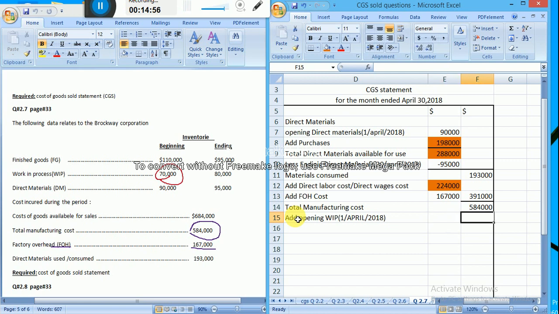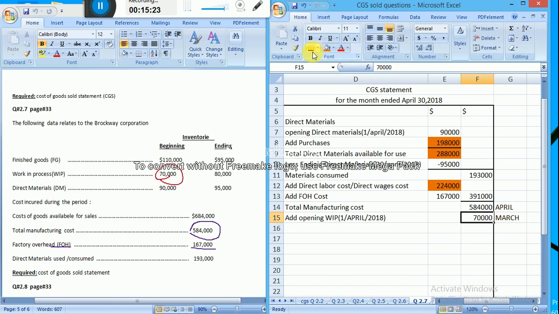So 70,000 work in process of the month of March and the 5,84,000 work in process of the month of April. This is the WIP of April and this is the March remaining work in process.